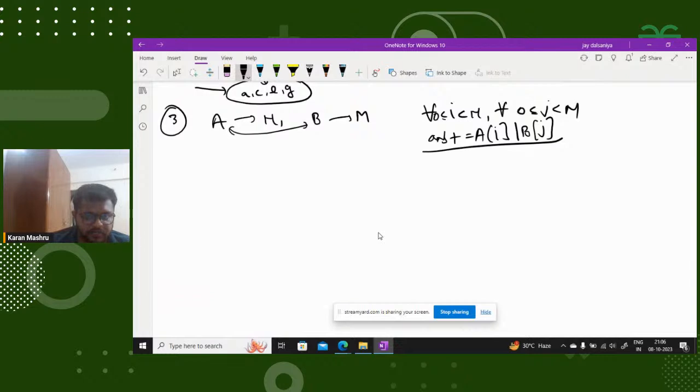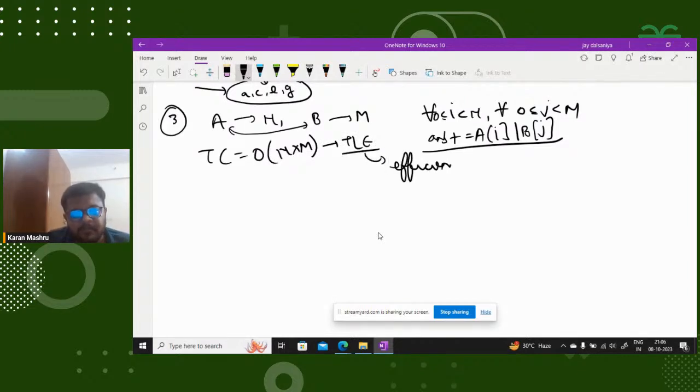This is the question. The brute force approach would be to use two for loops and add all the bitwise OR of A of i OR B of j to the answer. But in that case, the time complexity would be big O of n cross m, and it will give us time limit exceeded. So we need to think of something more efficient, right? Is the question clear?